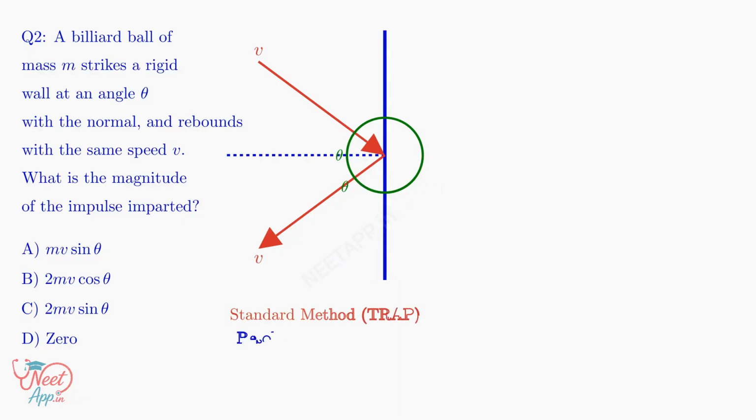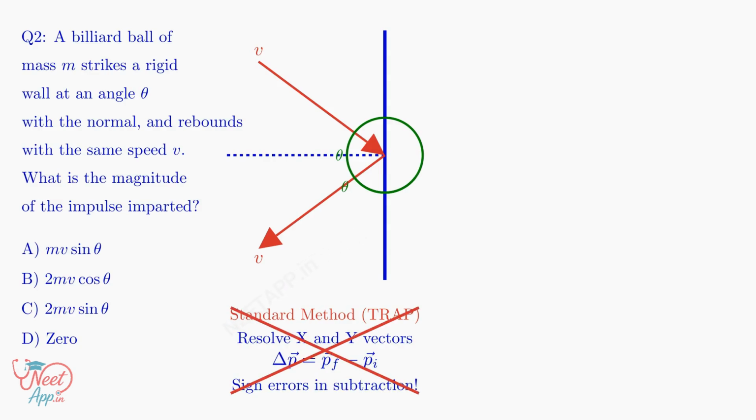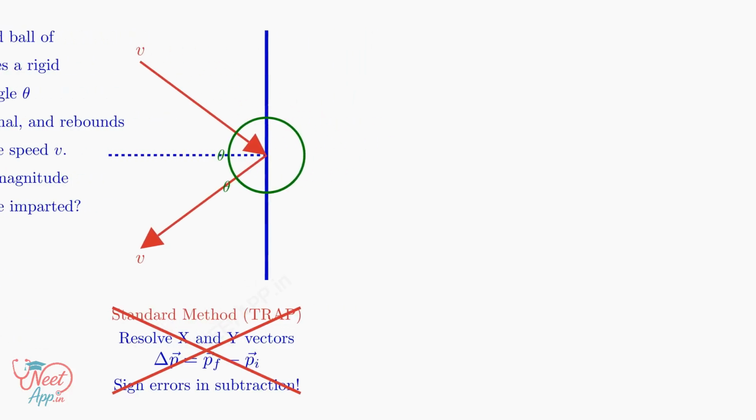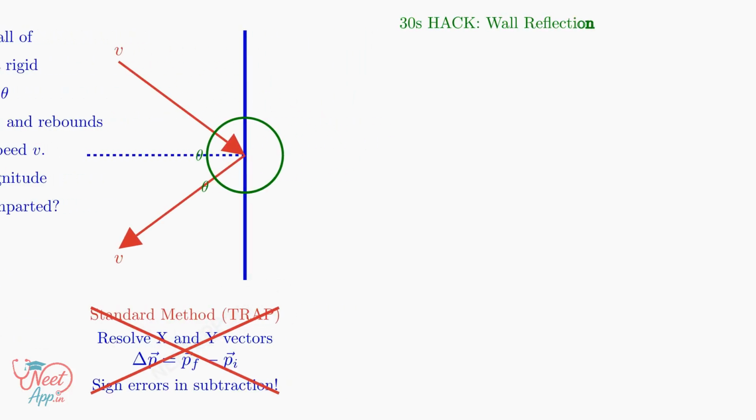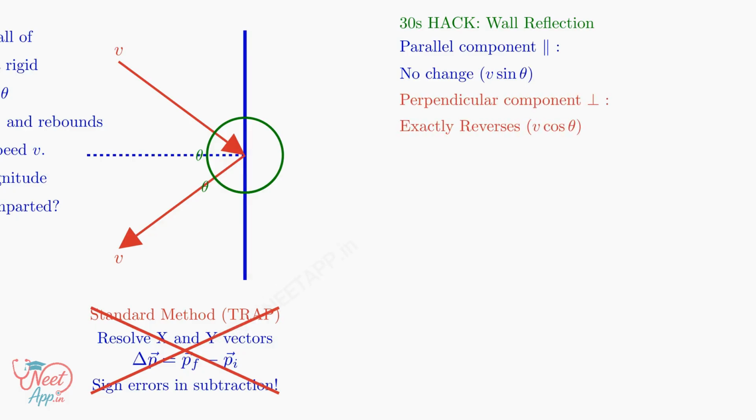The standard textbook trap, breaking velocities into x and y components, setting up vector subtraction and messing up the negative signs. It's an easy way to lose marks. Here is your 30-second wall reflection hack. Simply look at the component perpendicular to the wall. The parallel component v sine theta doesn't change, but the perpendicular component v cosine theta exactly reverses.